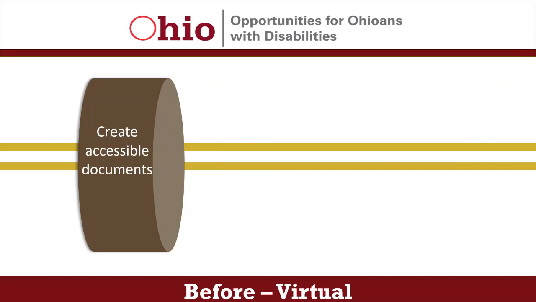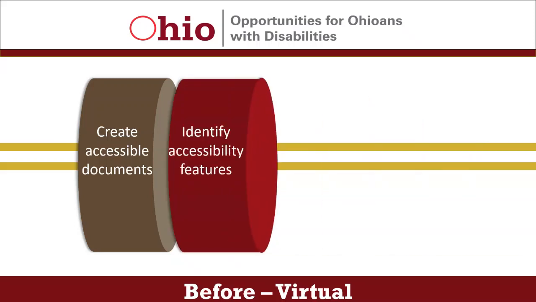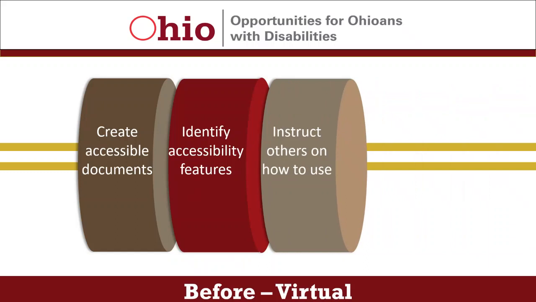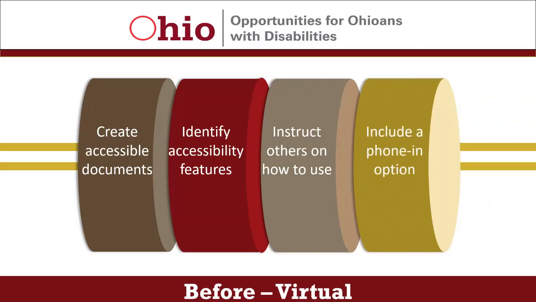The next idea is to identify the accessibility features the virtual platform being used already has, like captions, and then become familiar with how to use these and how to instruct others to use these. For example, in our message that plays before the webinar starts, we inform attendees of how to turn on captions for the presentation. The final tip I have for preparing for a virtual event is to make sure to include an option where attendees can call into the event using a telephone.